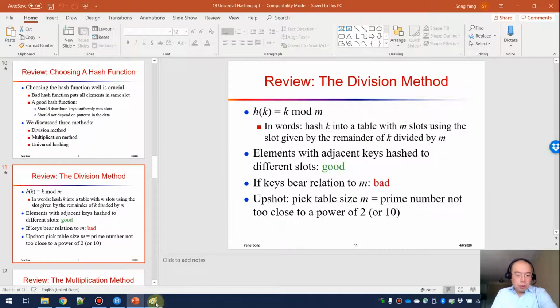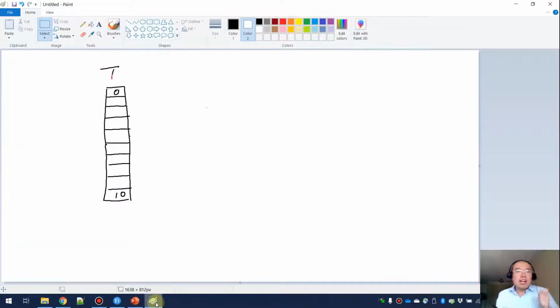So let's come back to this example. We know in this hash table we only have 10 slots, and I'm sorry, it should really be, oops, give me 1 second, let me erase it. Okay, so we have 10 slots, so the indexes should really be 0 to 9.